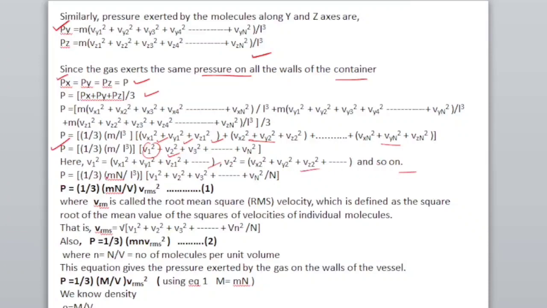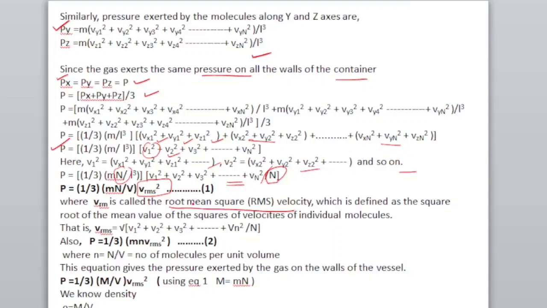Next, P equal to 1 by 3 m N by L cube inside the bracket V1 square plus V2 square and so on up to Vn square, divided by N. Here I am multiplying and dividing by capital N, so that this is the velocity of all the molecules along all the directions. If you divide by N, the total number of molecules, you get the root mean square velocity. I will explain what root mean square is after this. So V1 square plus V2 square plus V3 square and so on, divided by N, you can write as Vrms whole square. This Vrms is called the root mean square velocity.